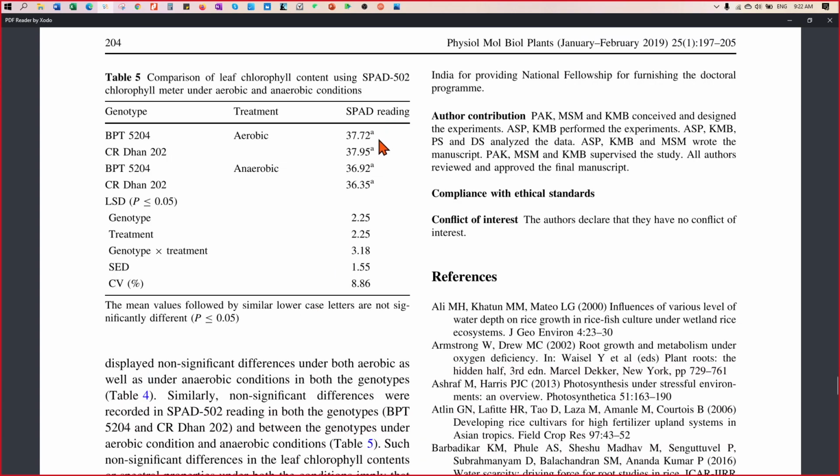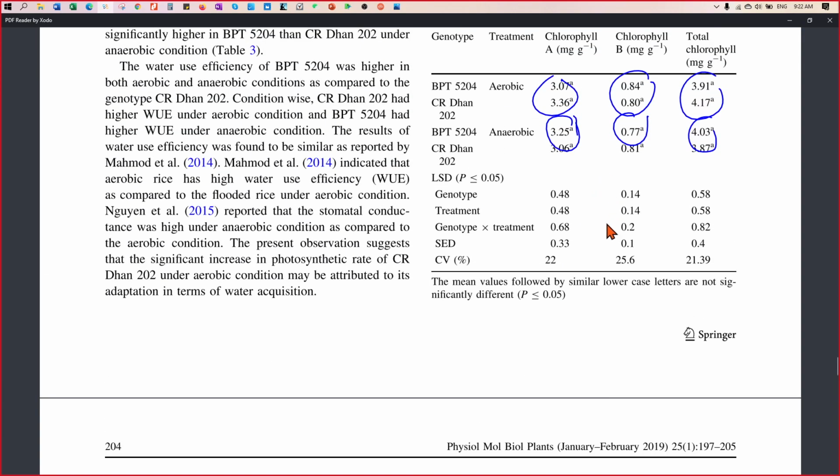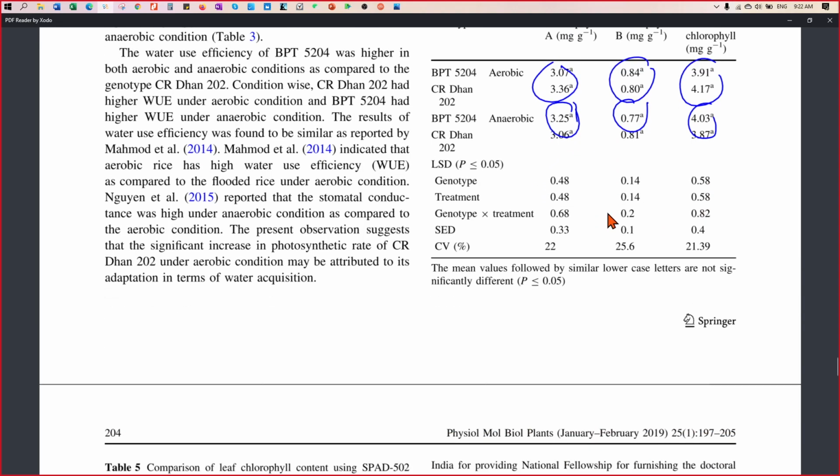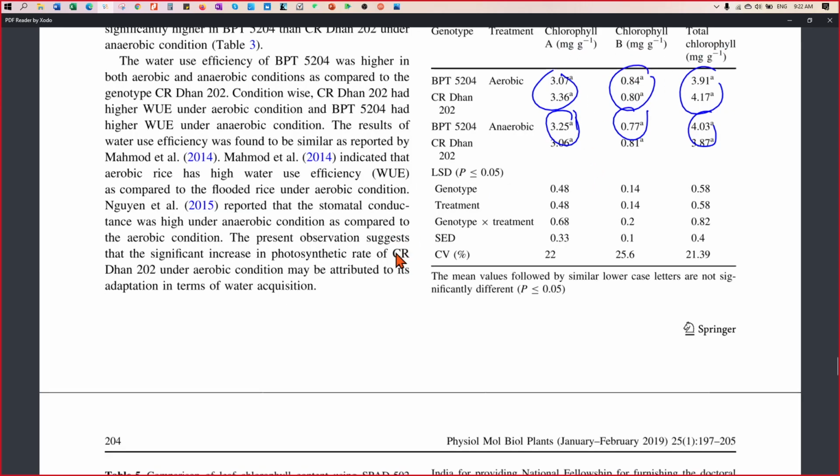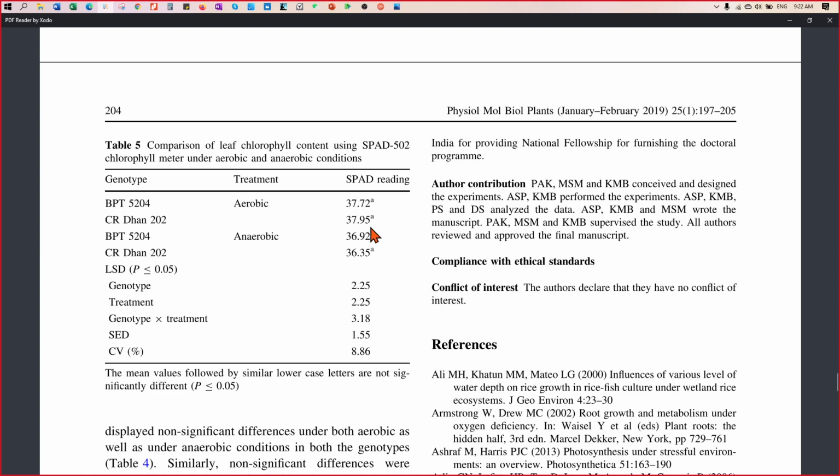And this is the SPAD reading as well, so this is to double confirm. This is the acetone method, a biochemical procedure to extract each chlorophyll type. And then this is just the reading from a machine. And for the machine, they are also not different. So aerobic and anaerobic conditions do not have any impact on the nitrogen content and also the chlorophyll content in the plant. Okay. All right.